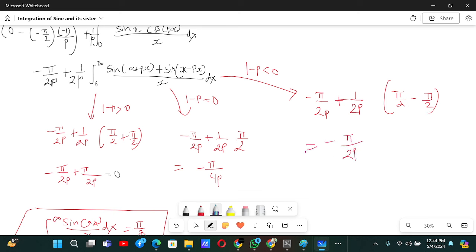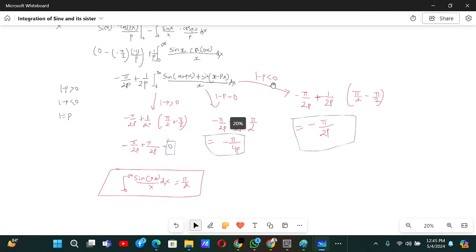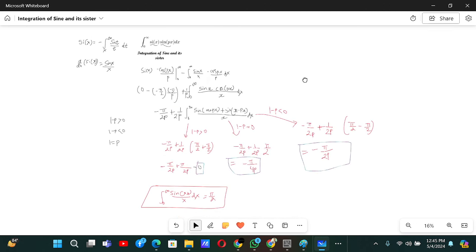Yes. So these three are the answers depending on the case, whichever range the value of p lies in. If 1 minus p is greater than 0, it will be 0. If 1 minus p equals 0, it's minus pi by 4. If 1 minus p is less than 0, it's minus pi by 2p. So these are the answers, and these are pretty simple. Just use the integration by parts and then use some properties of the Si function, and then we get the answer. So it was a pretty easy problem.